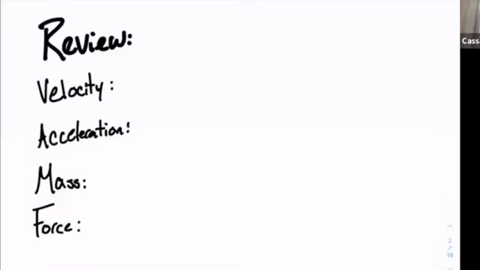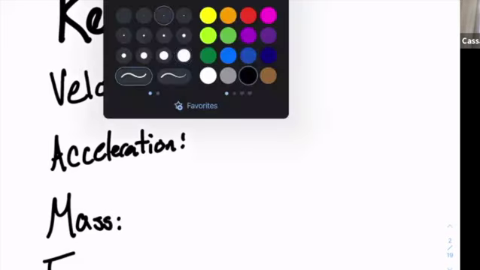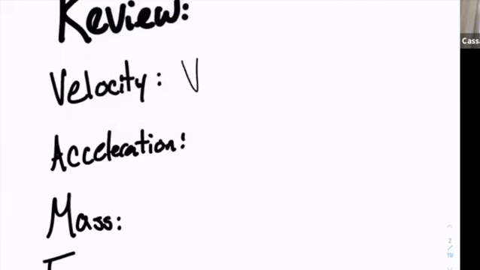So we've talked about velocity a lot so far this year. So what is our formula for velocity? So take a minute to think about that. And I will write it. So velocity is equal to distance all over time. So we know that the distance an object travels, or the change in distance over the course of time it takes. So we know that.